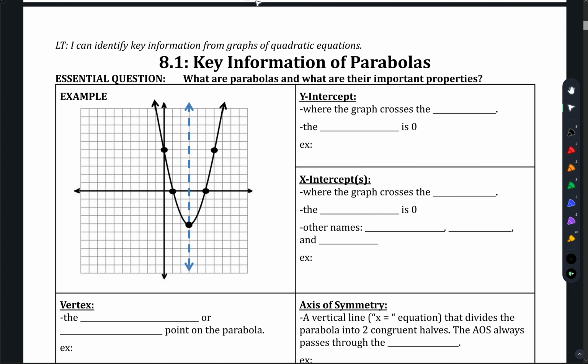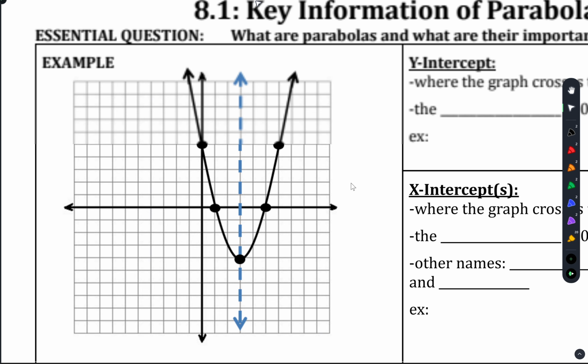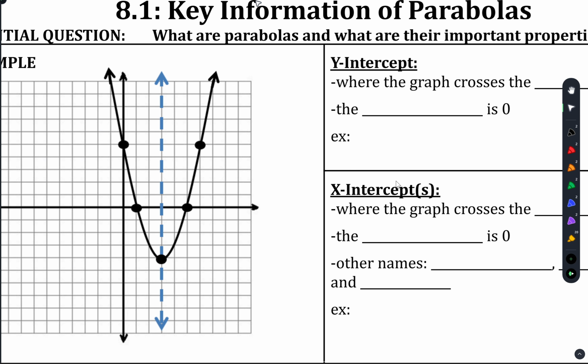One is about key information of parabolas. A parabola is this shape of graph here. It's like a U shape, right? So it's kind of curvy at the bottom, like a U, right? We've got a bunch of vocab, actually.